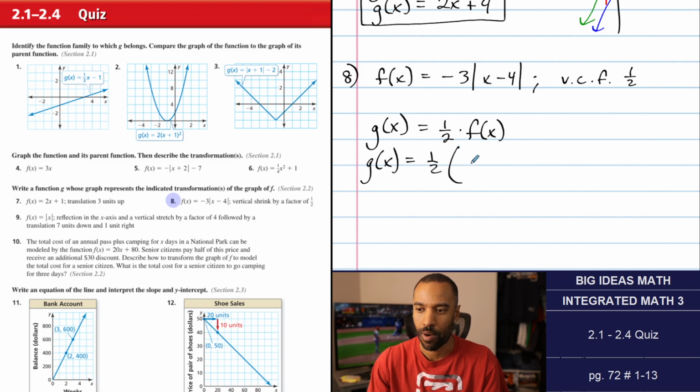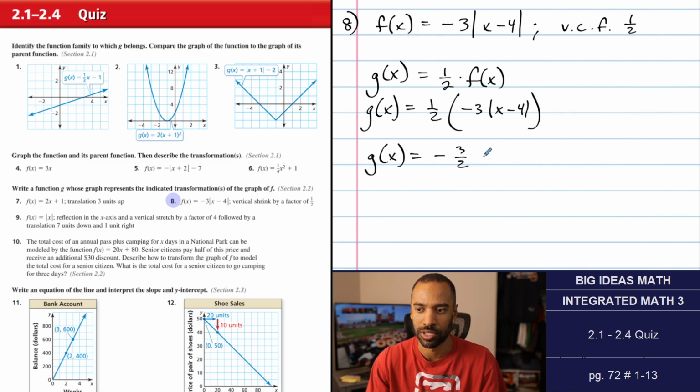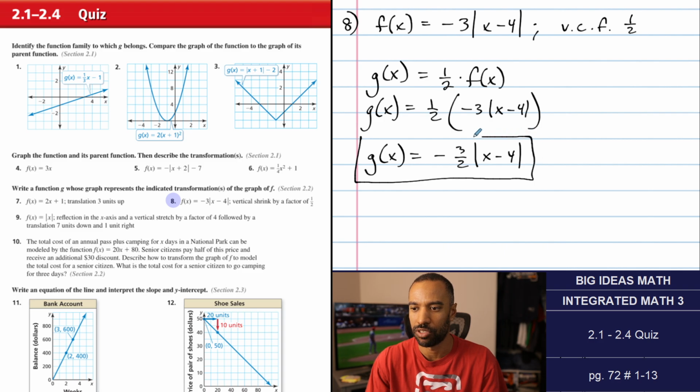Now, the entire quantity is just kind of one term in and of itself, which means it only affects one part of it. So the 1/2 multiplies by negative 3, right? That's the only part that we actually change. So it becomes negative 3/2 times the absolute value of x minus 4. Now, this is the simplified appearance of the g of x function.